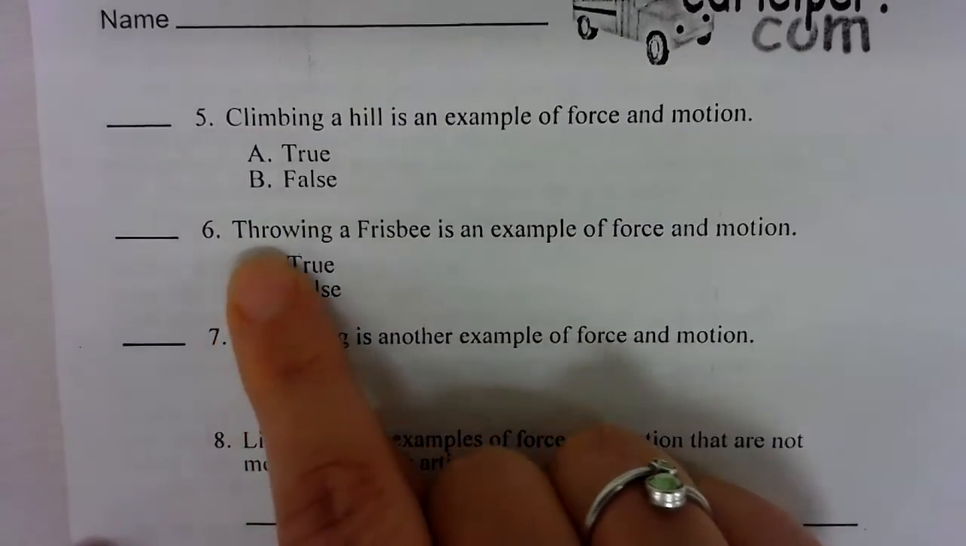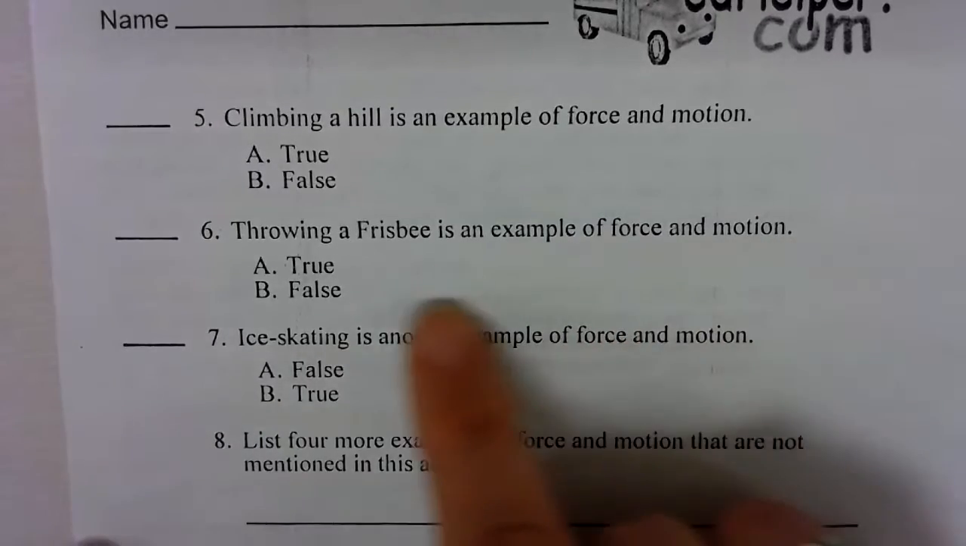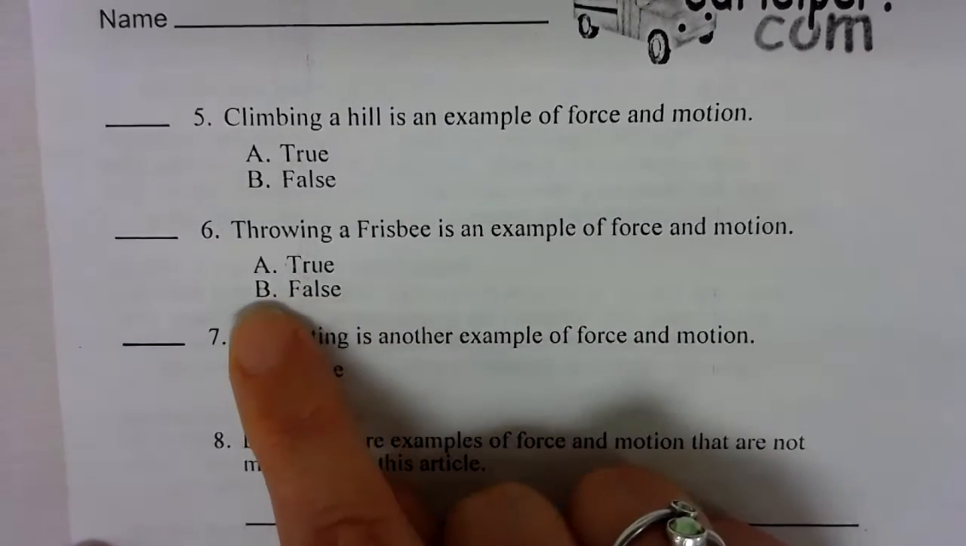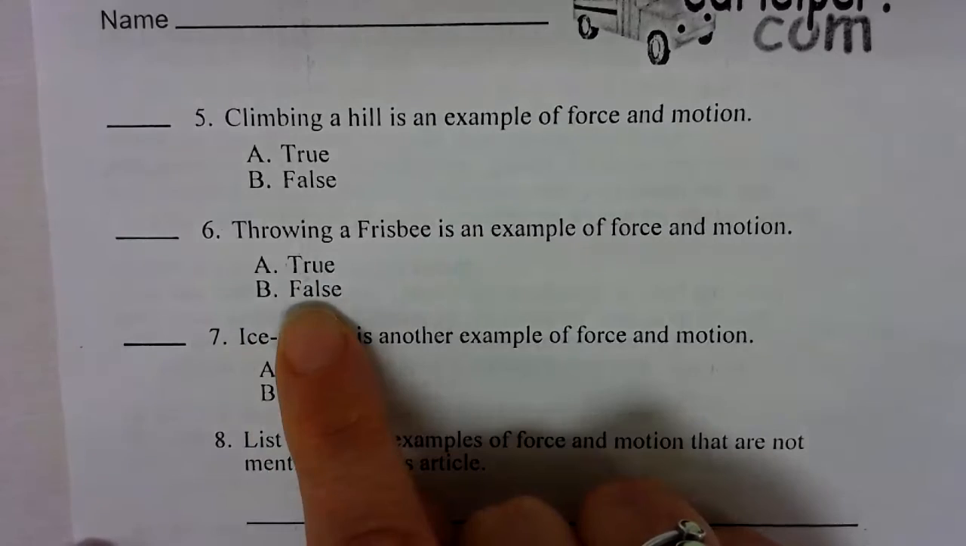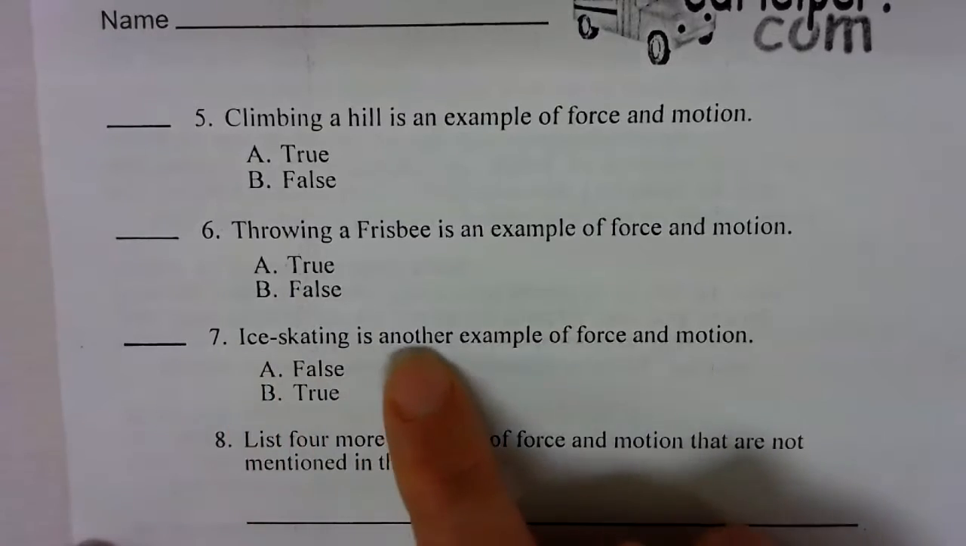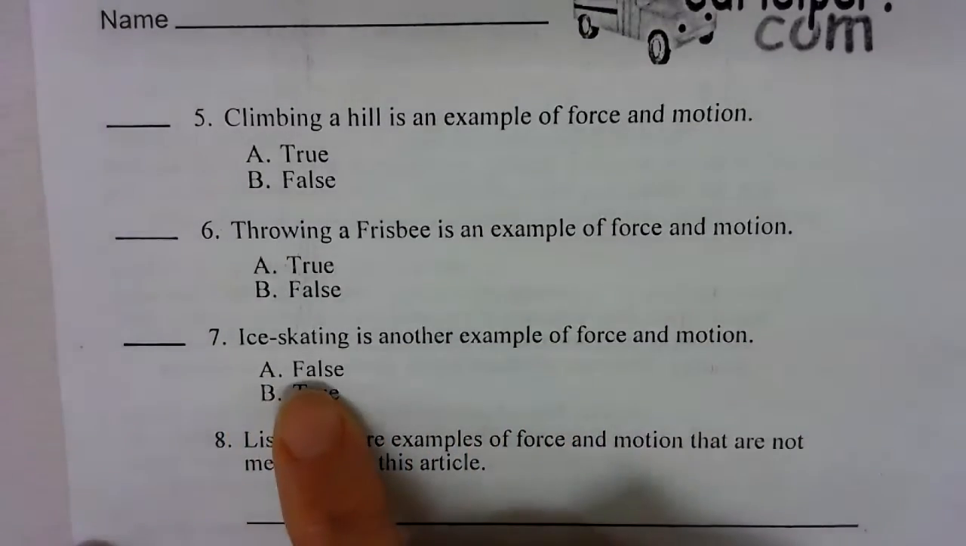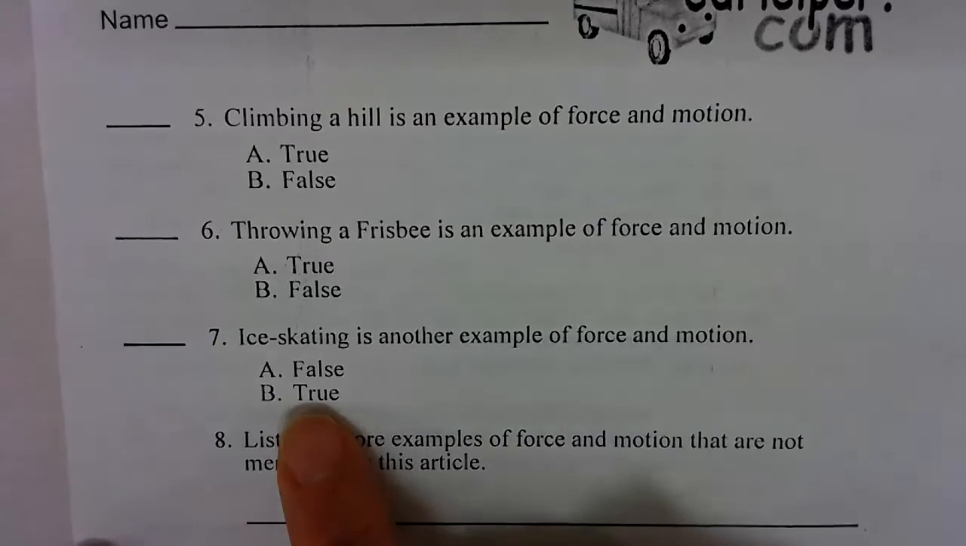Number 6. Throwing a frisbee is an example of force and motion. A. True. B. False. Pause the video if you need more time to think. Number 7. Ice skating is another example of force and motion. A. False. B. True. Pause the video if you need more time to think.